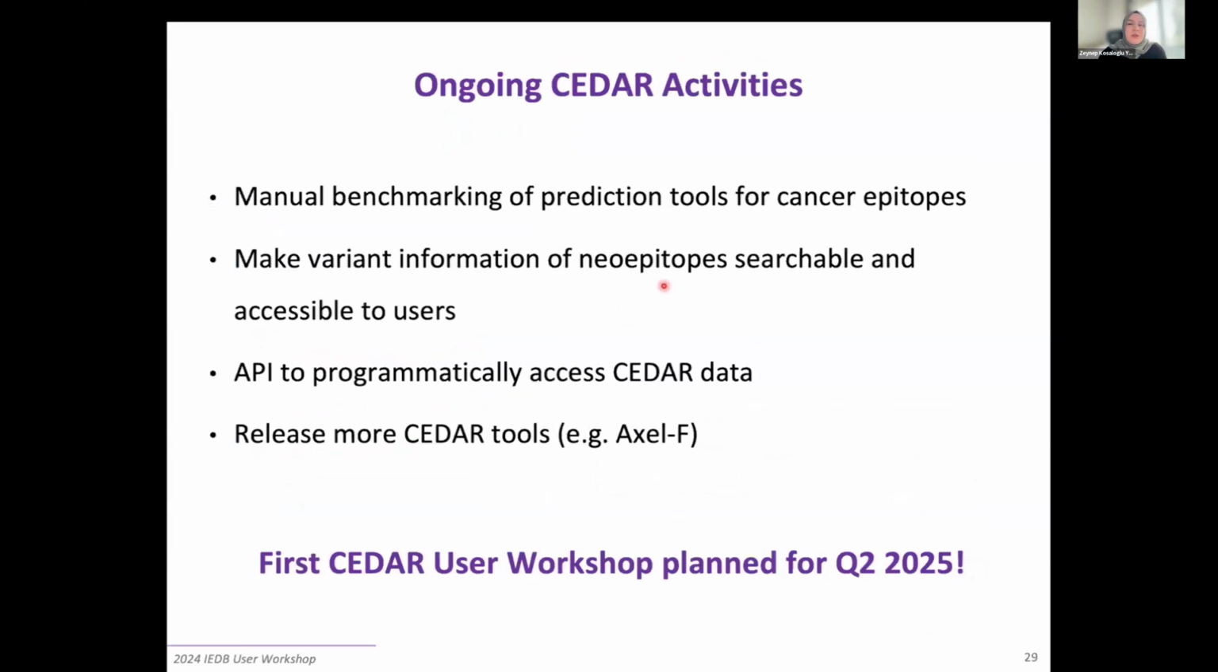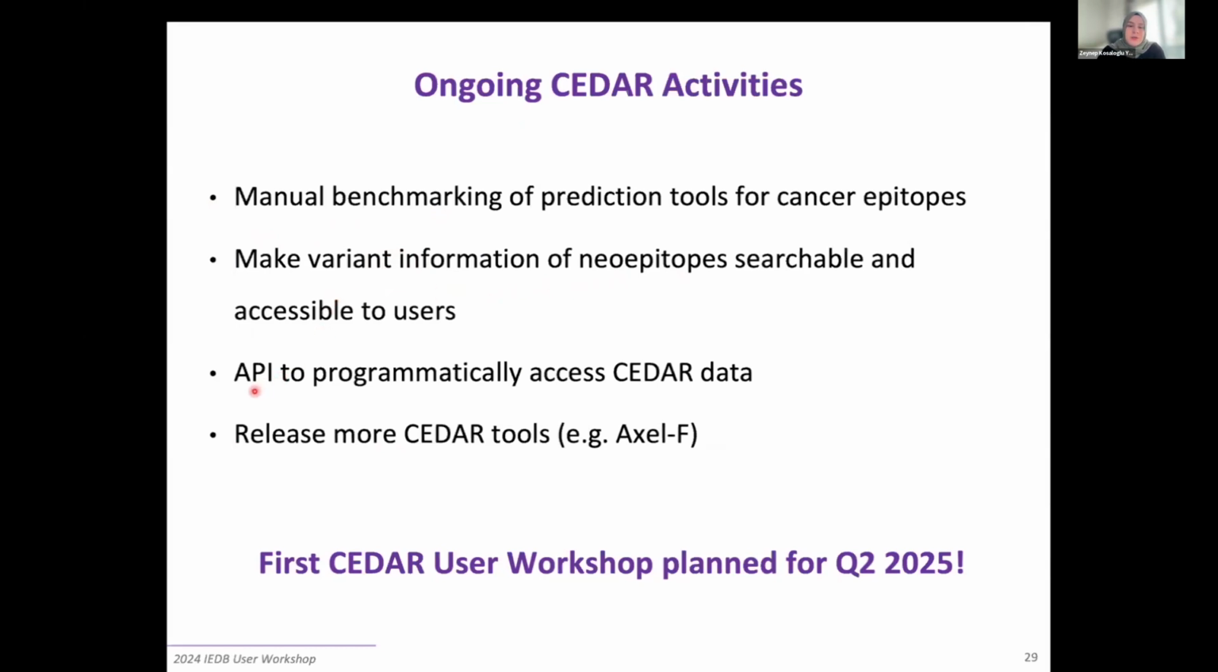There are a lot of ongoing activities at CEDAR right now. One project that we are working on is the benchmarking of prediction tools for cancer epitopes, because there are a lot of tools available to predict epitopes. Many of them are designed for viral epitopes, so we are trying to see how well they can predict cancer epitopes. I showed that we have the variant information available on the epitope summary page, but we are also working on making this information available for download, and also to make it searchable and more accessible to the users directly from the website.